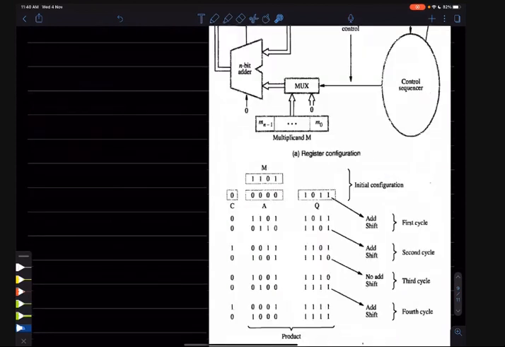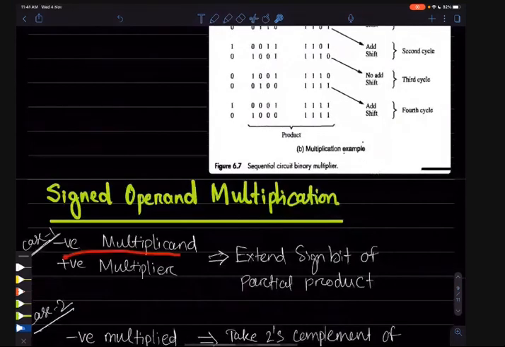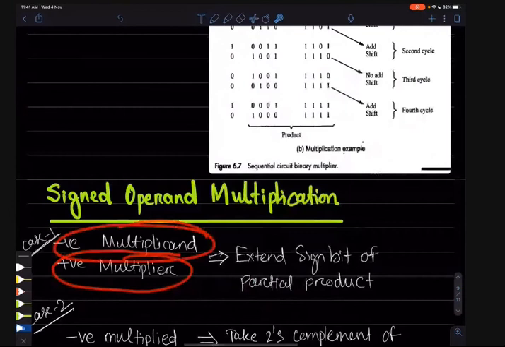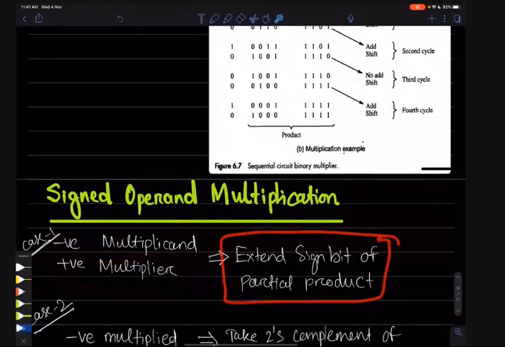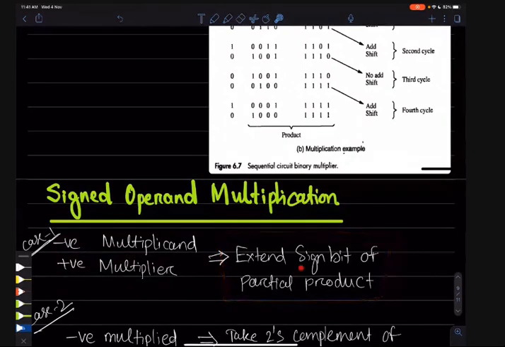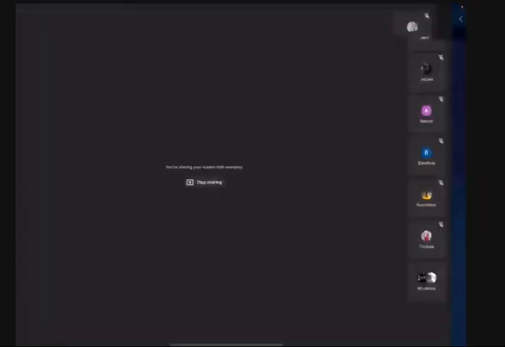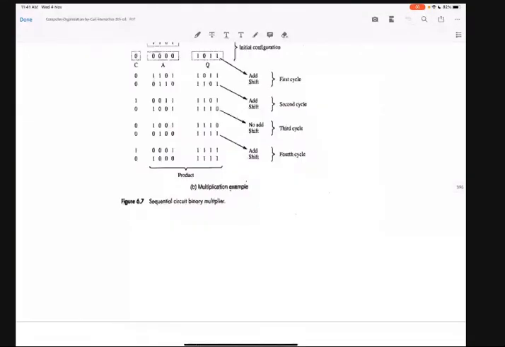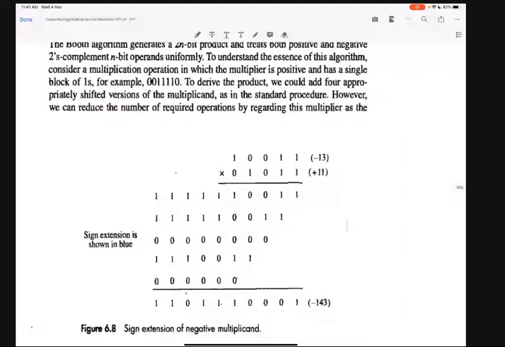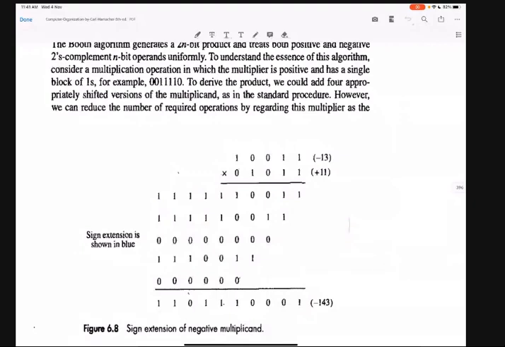So suppose the multiplier is positive and multiplicand is negative, then what will we do? We will do the sign extension of the partial product. What is sign extension? Let me show you. Here, sign extension means after doing the partial product, you can see that we are extending the sign of the MSB bit.